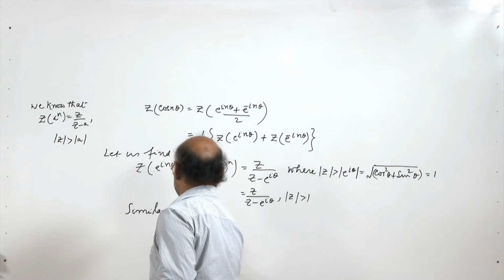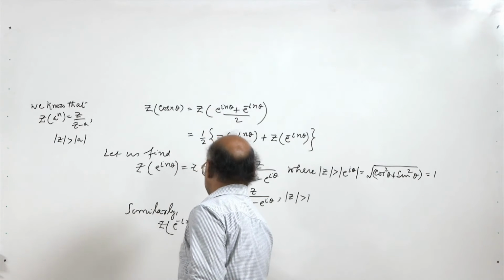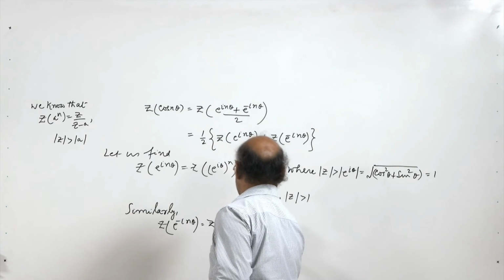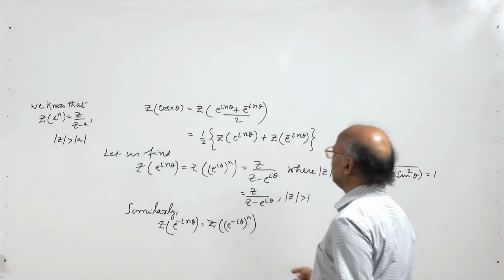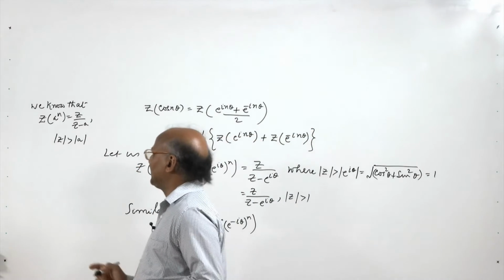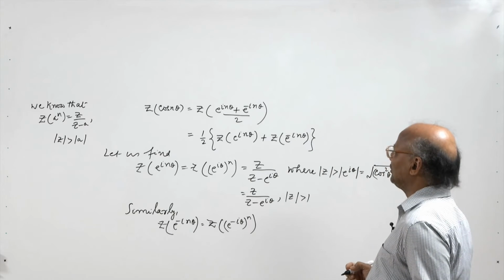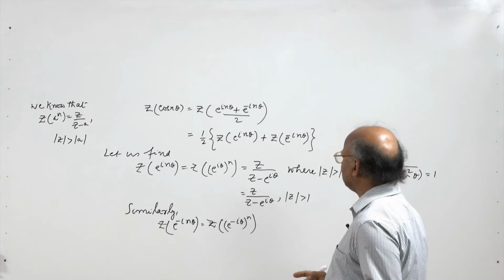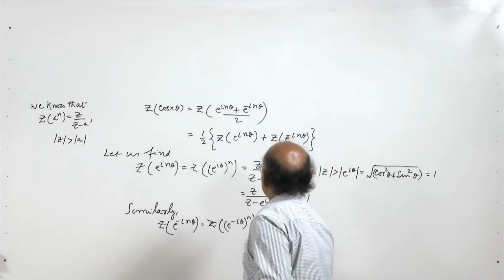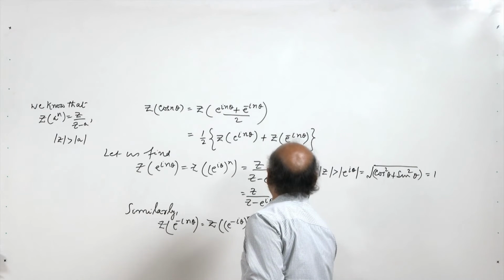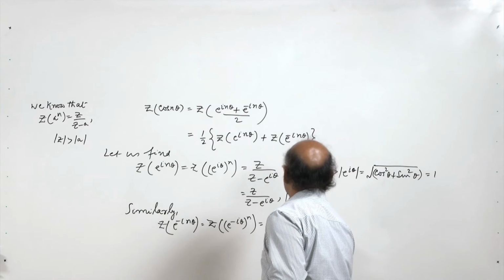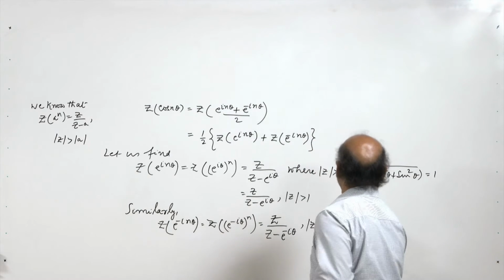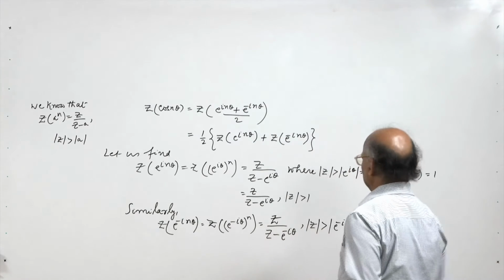Similarly, Z transform of e to the power minus i n theta we can write as Z transform of e to the power minus i theta raised to the power n. Now here we shall take a equal to e to the power minus i theta, and then again apply the formula Z transform of a to the power n equal to Z over Z minus a, where mod of Z is greater than mod of e to the power minus i theta, which is also equal to 1. So this is equal to Z over Z minus e raised to the power minus i theta, where mod of Z is greater than 1.